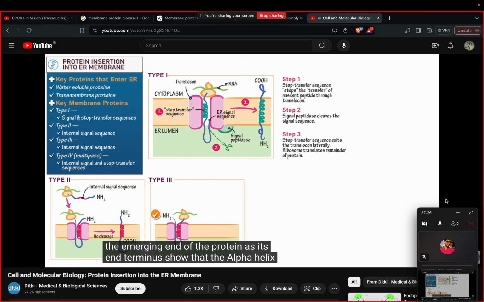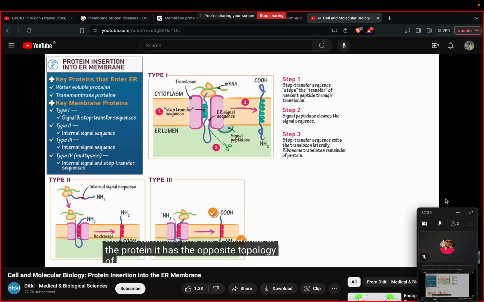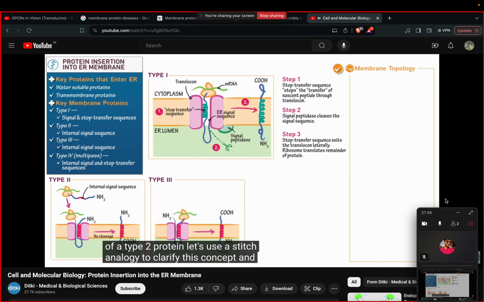Show that the alpha helix domain exits the translocon laterally. Again, no cleavage occurs here. Now label the N-terminus and the C-terminus of the protein. It has the opposite topology of a type 2 protein. Let's use a stitch analogy to clarify this concept and introduce type 4 proteins.